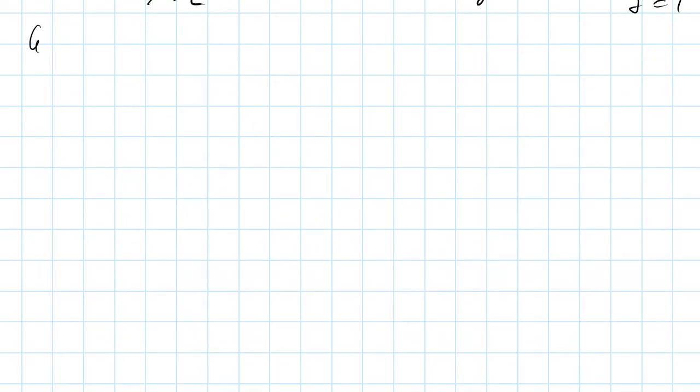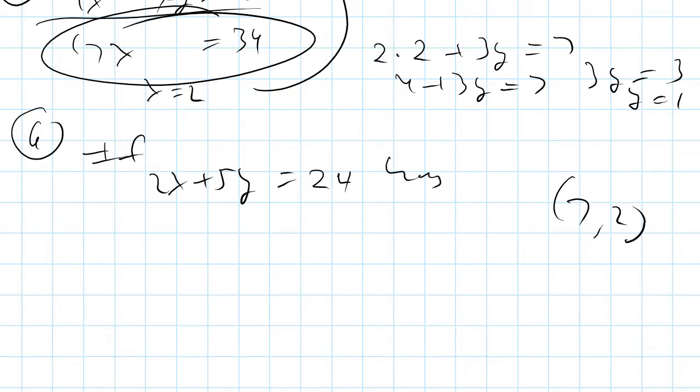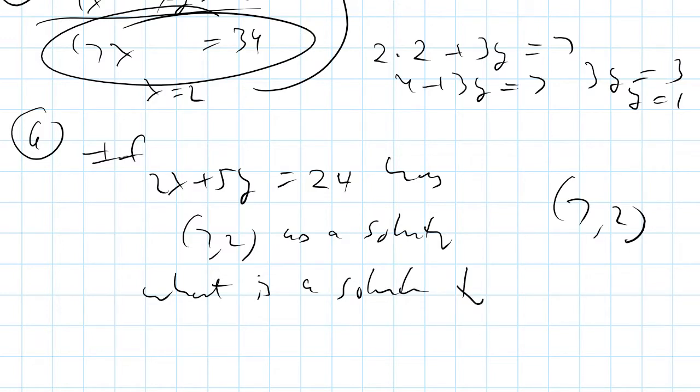Over here, more about lesson 6. I could ask questions like, if 2x plus 5y equals 24 has 7, 2 as a solution, what is a solution to 6x plus 15y equals 72?